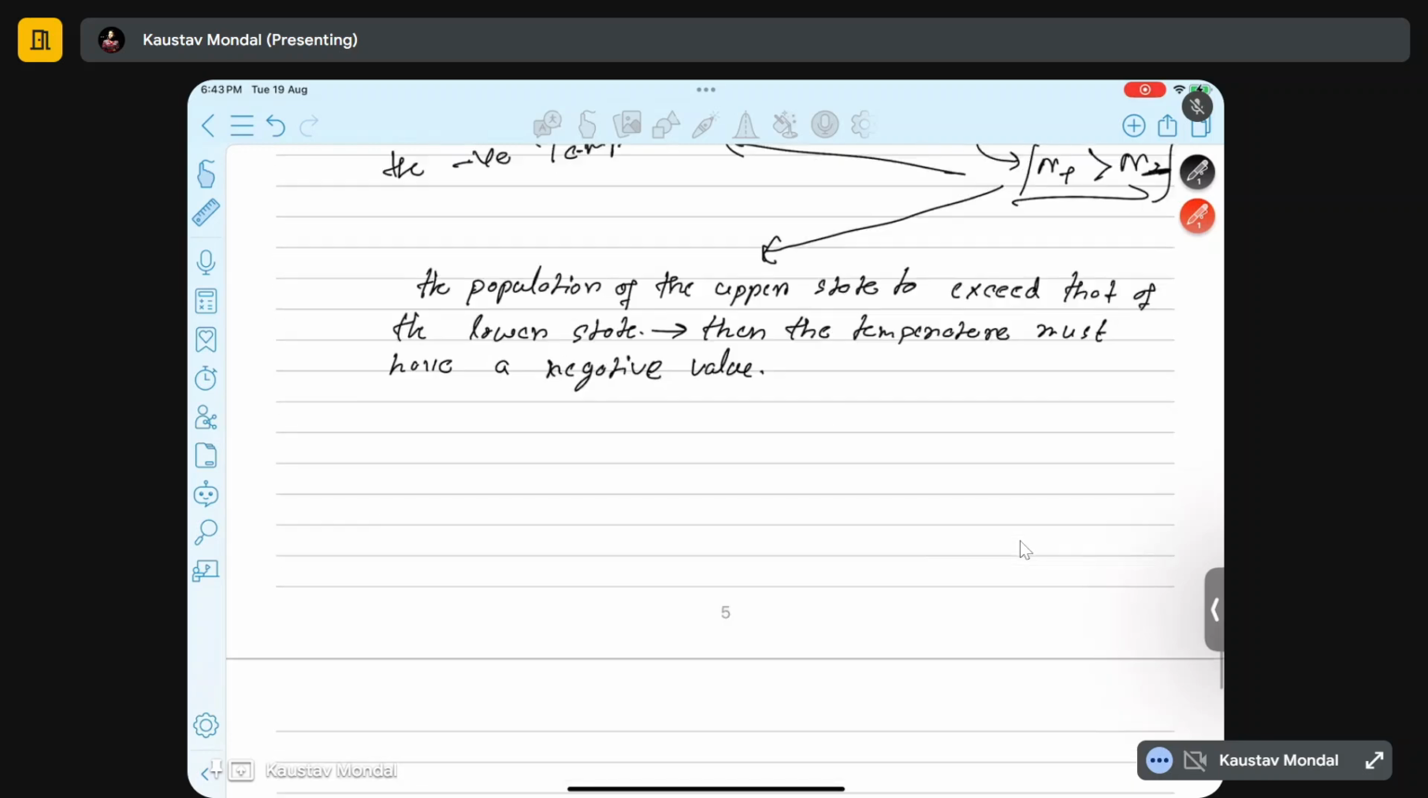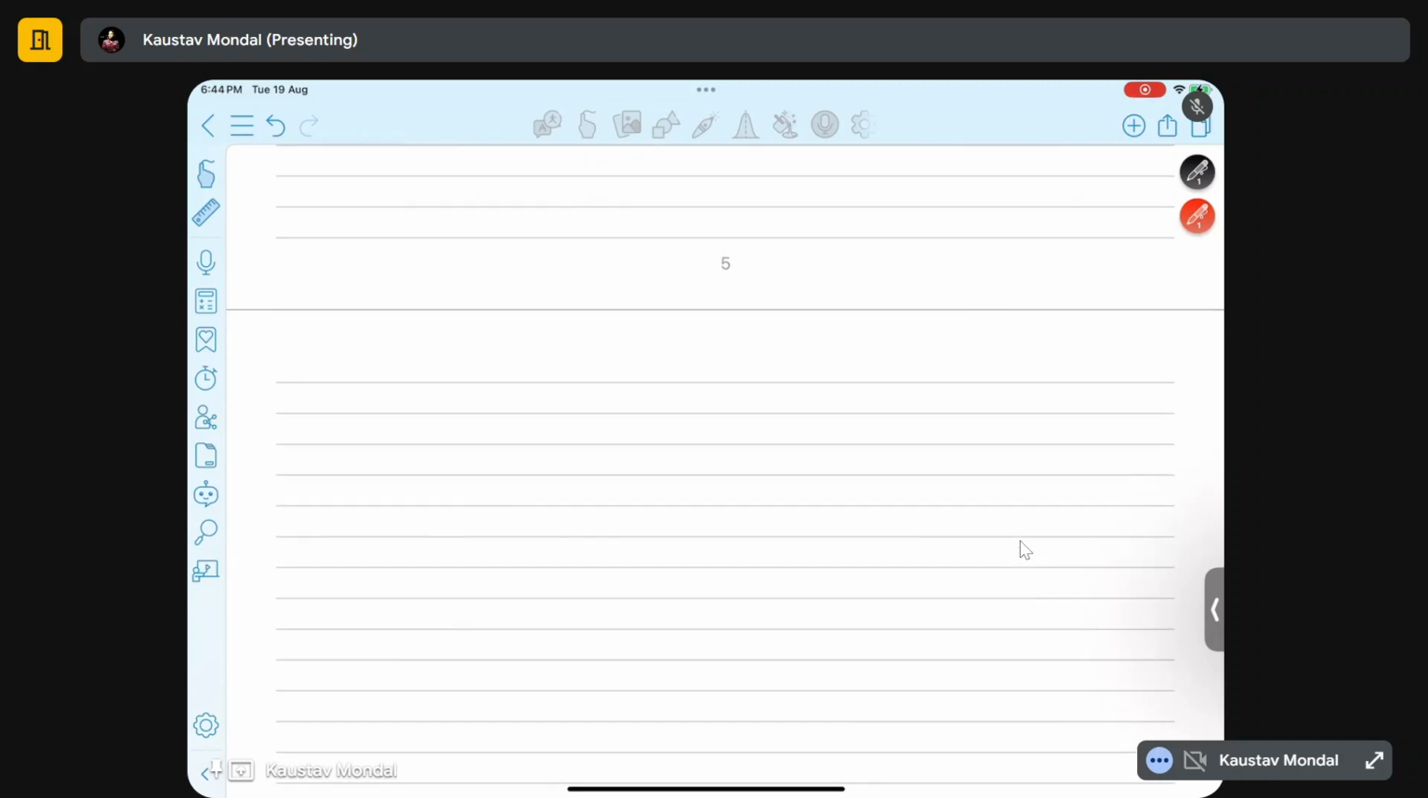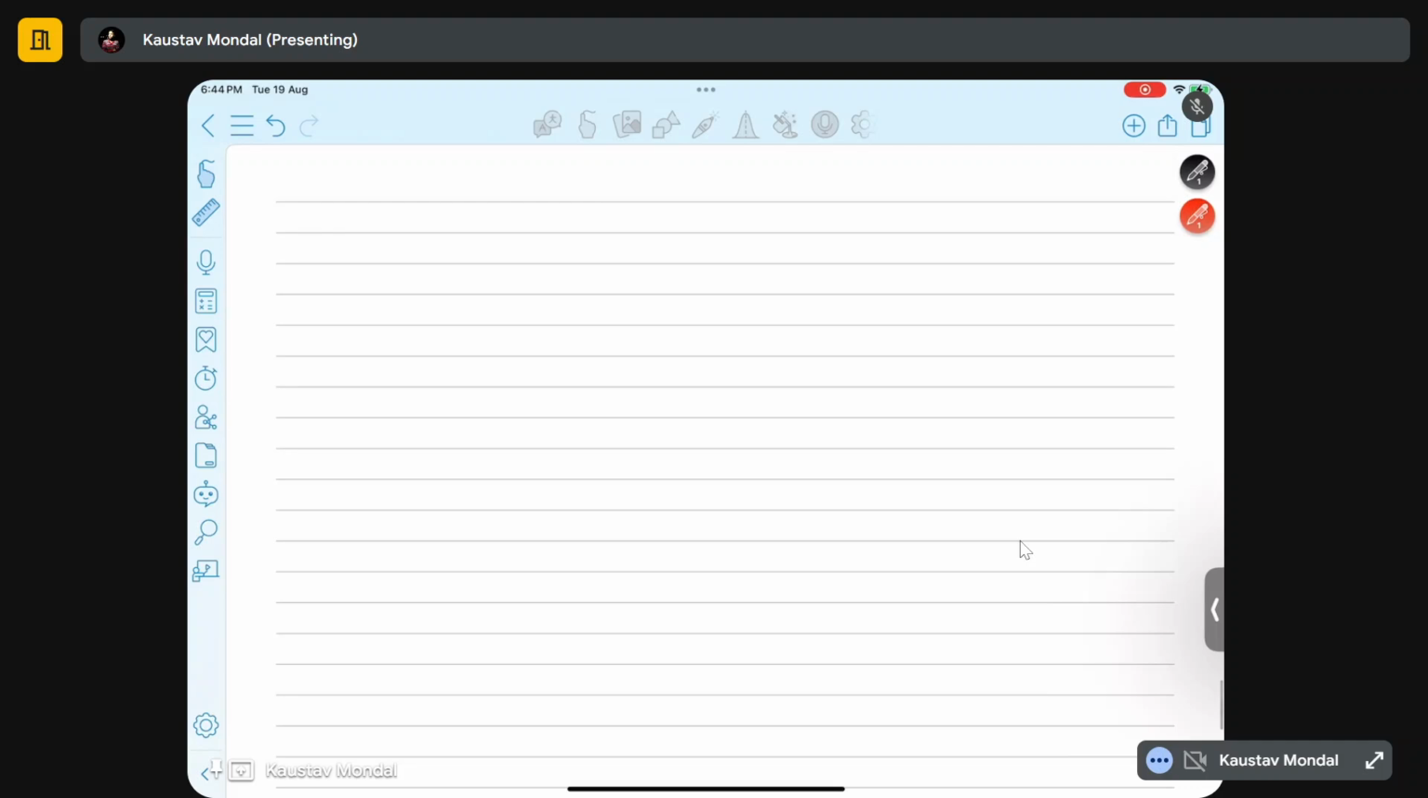So let's do it in the case of spin particles. As we know, let's suppose there is a system that consists of spin up particles. There are only two orientations possible. One is spin up, this is the up state, and this is the down state.